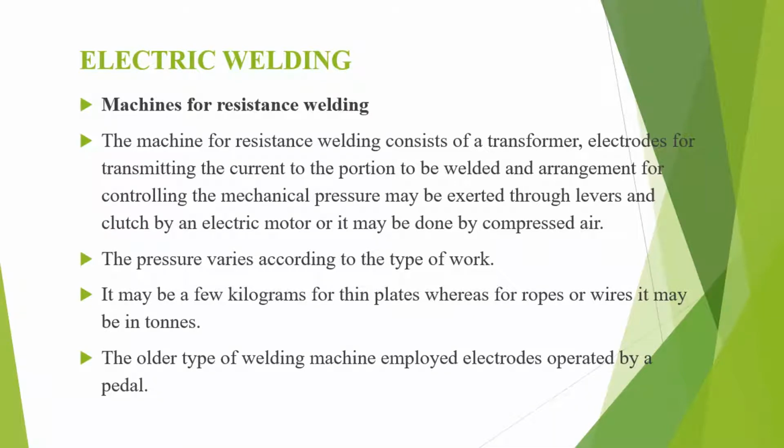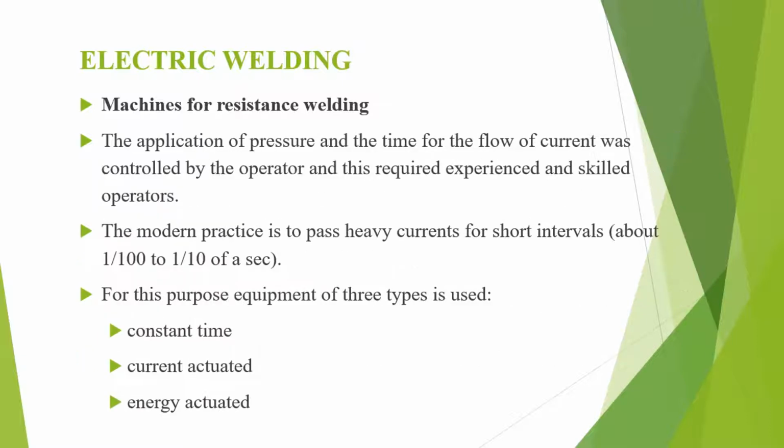The older type of welding machine employed electrodes operated by a pedal. The application of pressure and the time for the flow of current were controlled by the operator, which required experienced and skilled operators. Modern practice is to pass heavy currents for short time intervals, that is 1/100 to 1/10 of a second. For this purpose, three types of equipment are used: constant time, current actuated, and energy actuated.